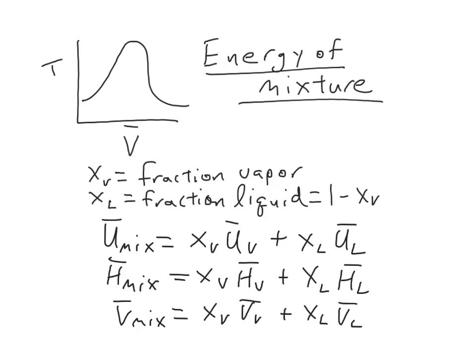The equations for the mixture enthalpy are very similar. It's just the fraction vapor multiplied by the enthalpy of the saturated vapor plus the fraction liquid multiplied by the enthalpy of saturated liquid. The specific volume is equal to fraction vapor times the specific volume of saturated vapor plus the fraction liquid multiplied by the specific volume of the saturated liquid. And again, all these values are tabulated for common materials such as water, which we're going to deal with a lot in this course.